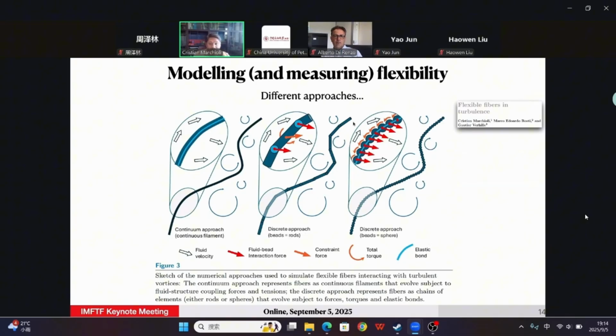An alternative formulation of the discrete approach is to use spheres instead of rods. And this is alternative to the other method that has been used in the literature, which is called the continuum approach. In this case, the fiber is really modeled as a continuous filament that evolves subject to fluid-structure coupling forces and tensions, as it's written here. So these are different methods that you can find in the literature, and I will tell you what we can understand in terms of physics if we adopt this approach.